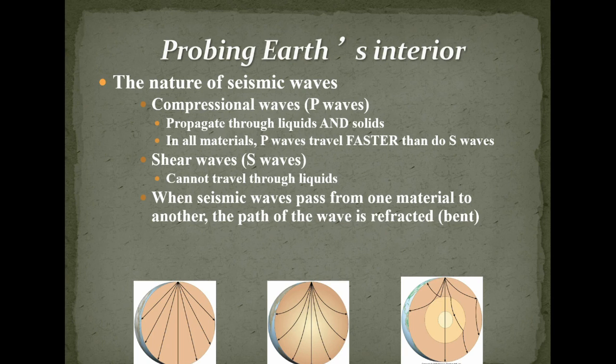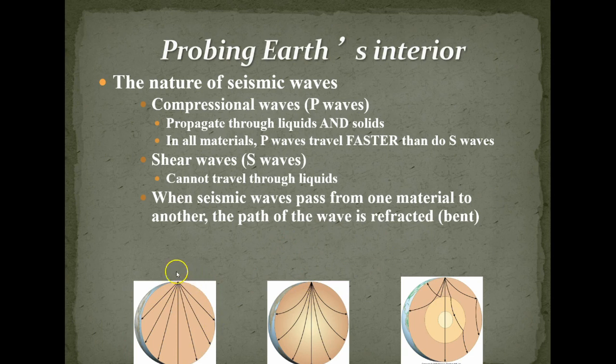We know that P waves can go through both liquids and solids. When P waves are traveling, if they encounter either a liquid or a solid earth, the P wave will continue moving. We also know that P waves can go faster through material than S waves do. So if P and S waves are racing, P waves will win. S waves, on the other hand, are slower and they cannot go through liquids. So if there's an earthquake, well, okay, let me show you.